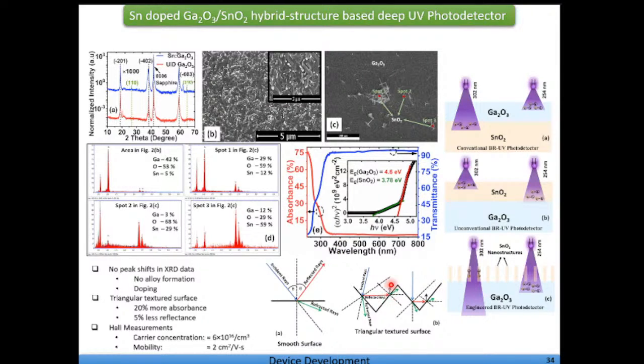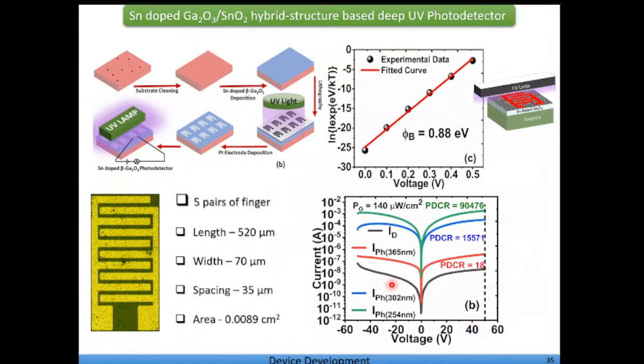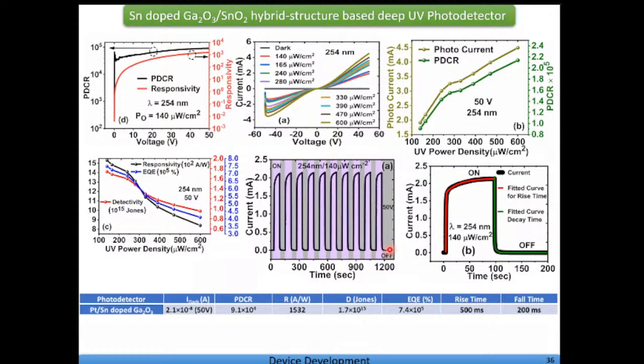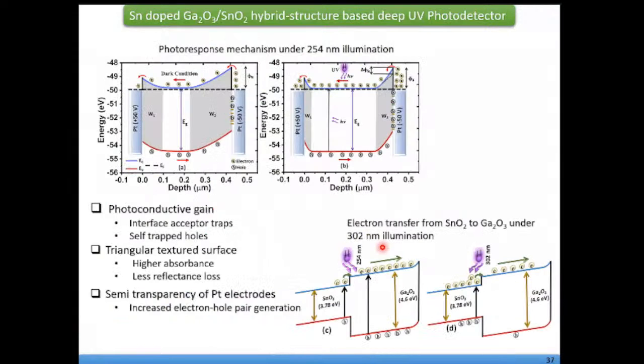So then we have tried to utilize this Sn-doped gallium oxide along with SnO2, and we fabricated these photodetectors using an IDE, or interdigitated electrode. Here you can also see there is a huge photo to dark current ratio. PDCR essentially means photo to dark current ratio. With illumination we are getting a change in the current of the order of 90,000, which is very high. We could also get reasonably good speed from these photodetectors, and then we tried to understand the possible factors behind this high performance.